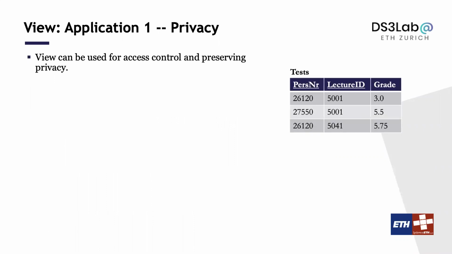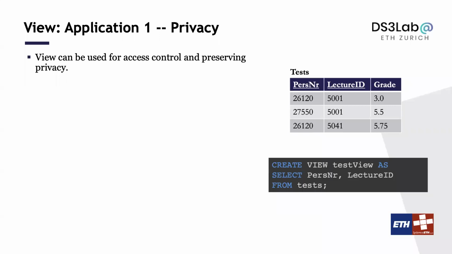Here's another example. Assuming you have a test table, you have your personnel number, lecture ID, and the grade. As you can see, the grade is very sensitive information. You do not want everyone in the university to know your grade, right? That's your information. Why should other people know about that?